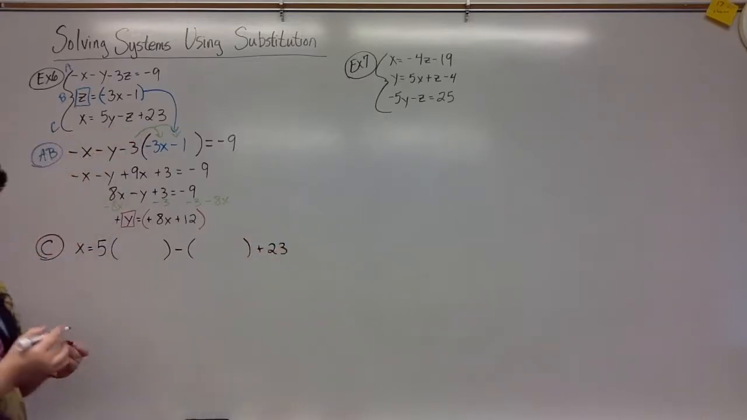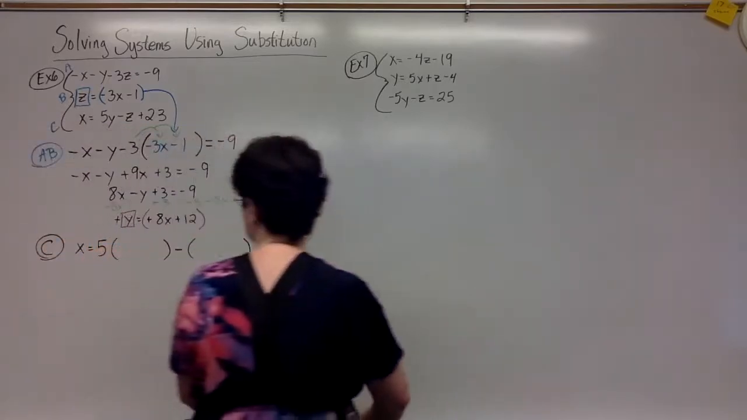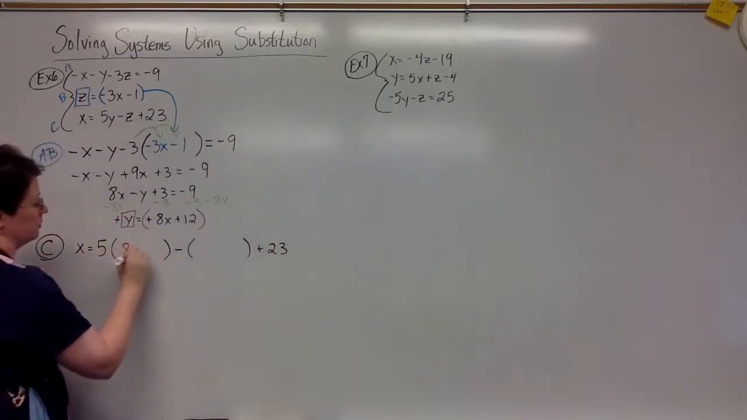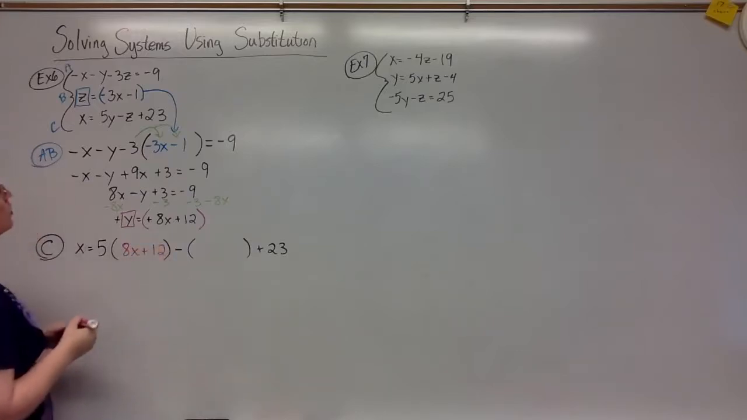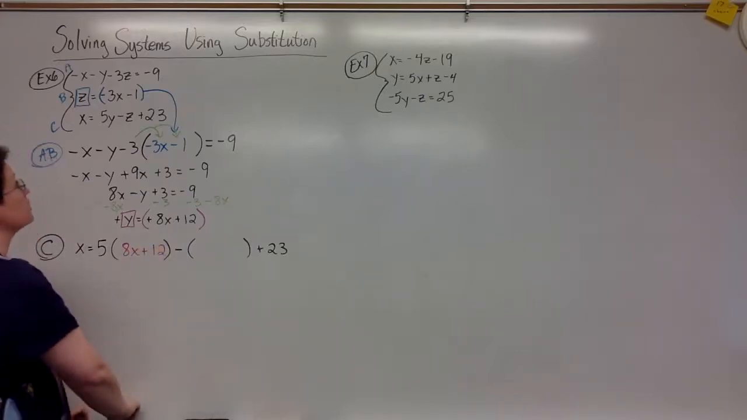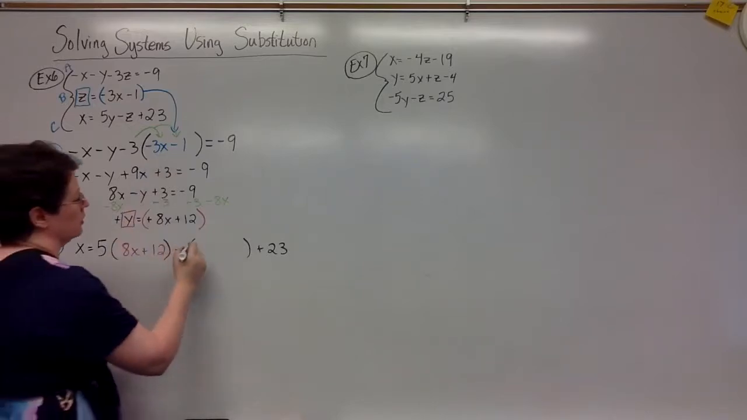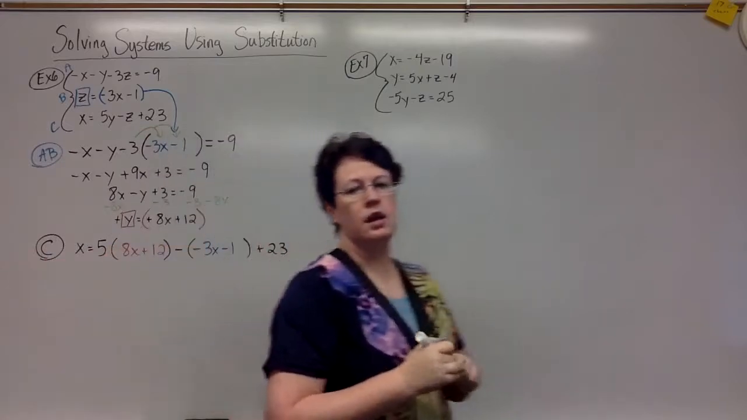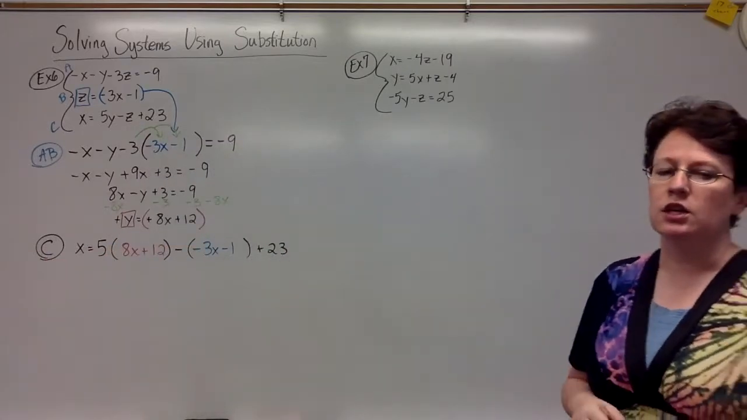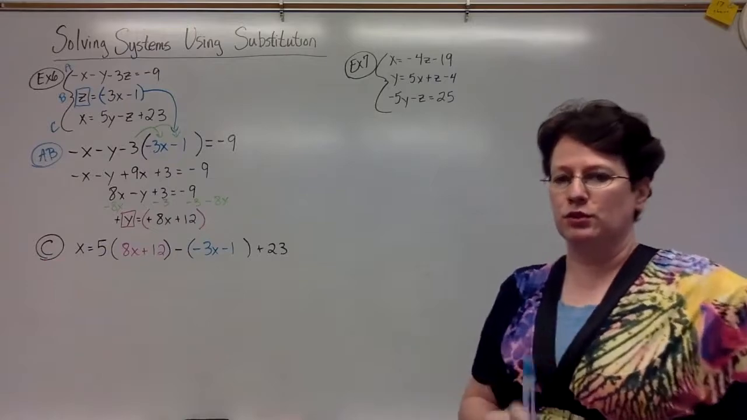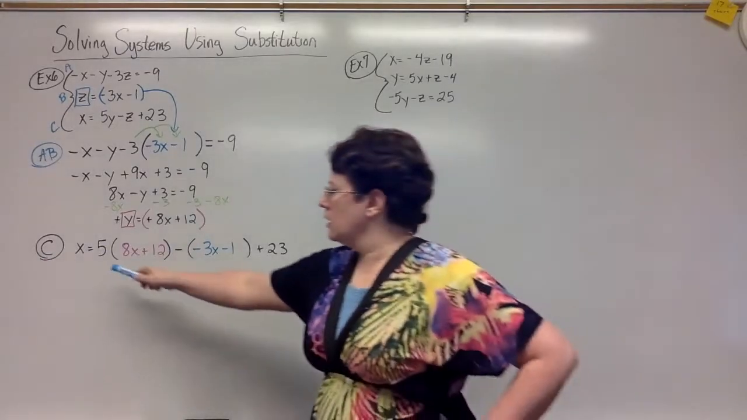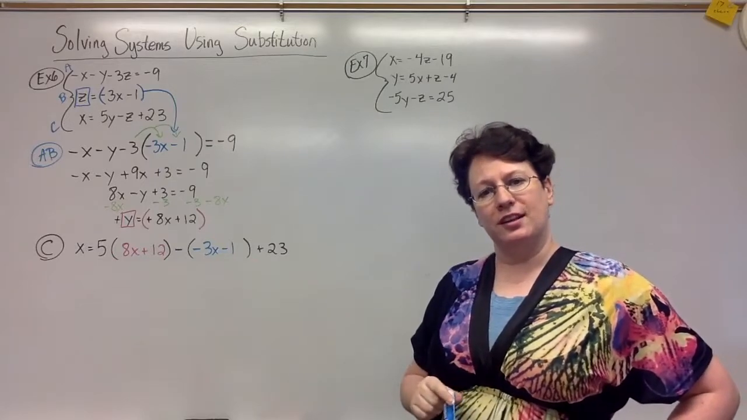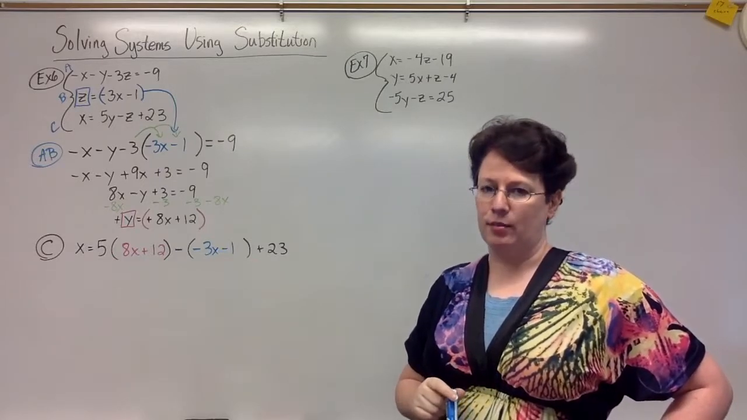Now what was my expression for y? Well, we just found that. That was the 8x plus 12. And what was my expression for z? That's the one we started with. Negative 3x minus 1. Now, I want you to look closely at that equation. How many variables do you see? 1, 2, 3 variables. Are they all the same? Are they different? They're all the same.